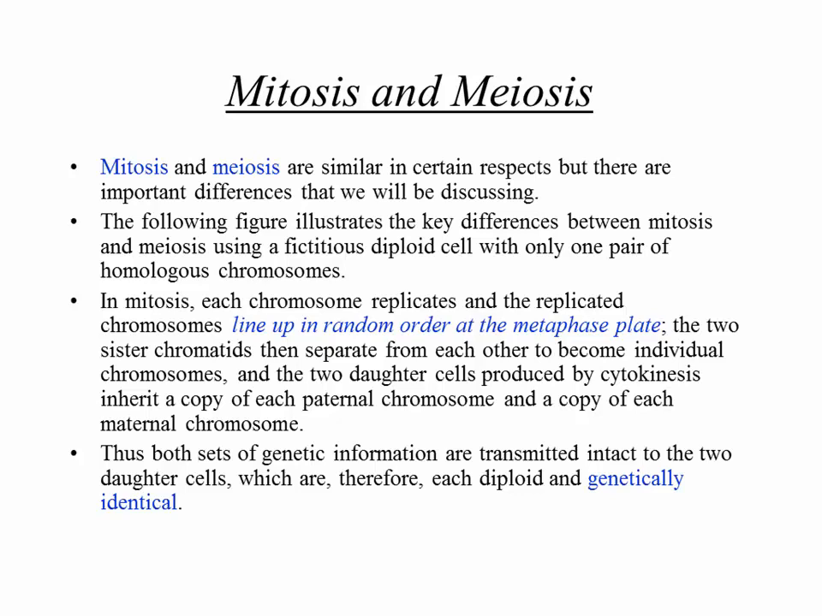Thus, both sets of genetic information are transmitted intact to the two daughter cells, which are therefore each diploid, right? They have two copies of each chromosome, and they are genetically identical, modulo, of course, mistakes that are made in DNA replication.